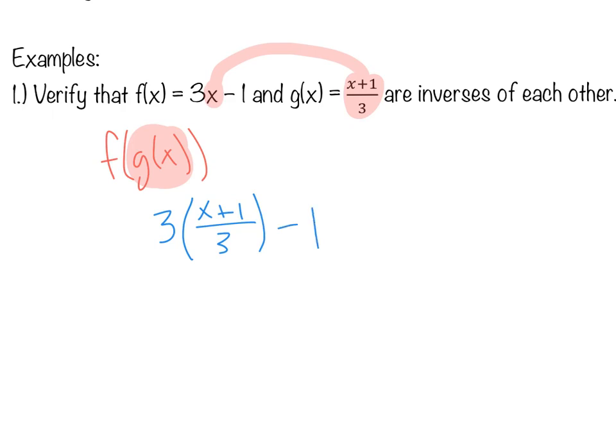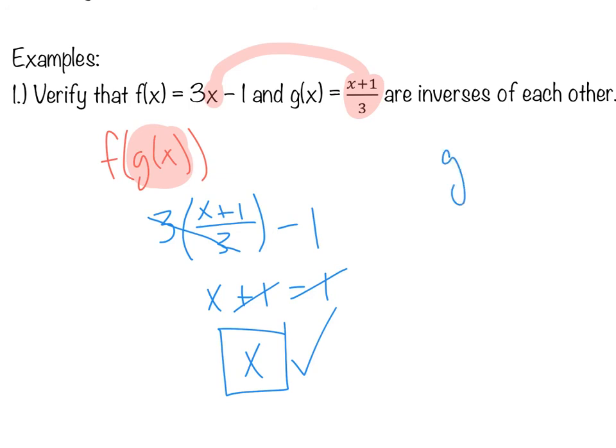Well, when I multiply this, because the denominator is 3 and I'm multiplying by 3, it actually just cancels out the denominator, leaving me with x plus 1 minus 1. Plus 1 and minus 1 cancel, leaving me with just x. Okay, well, that one worked out. That one's an x. Well, now we have to verify that by checking the other way around.